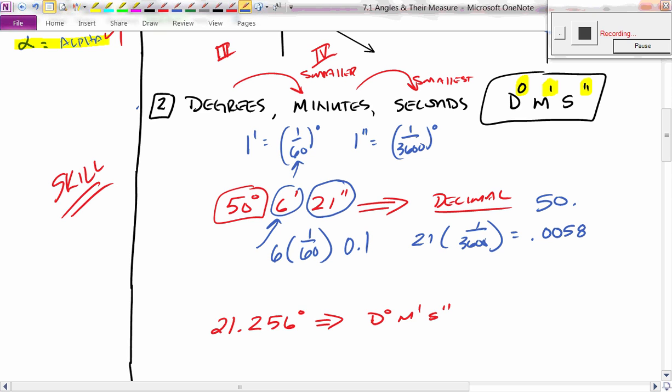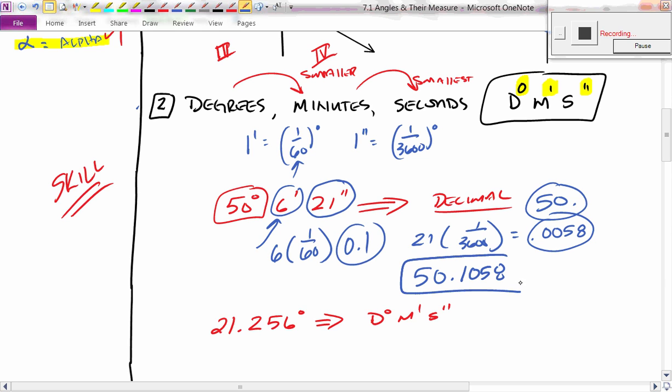Yeah, okay. So now, right, what we do is we add this all up, right? We take the 50 plus the 0.01 plus the 0.0058. So an answer should be 50.1058. There we go. Okay? So, and that is a degree. So again, that's somewhere between 50 and 51, right? Which is what we knew.